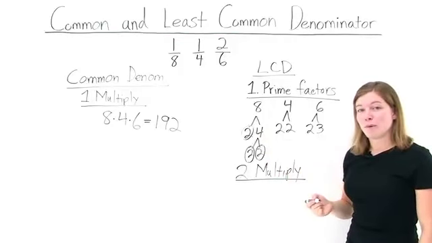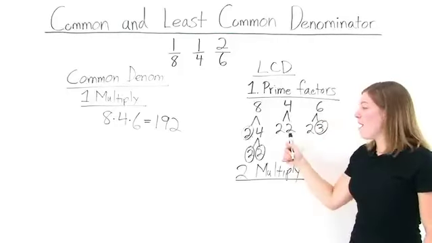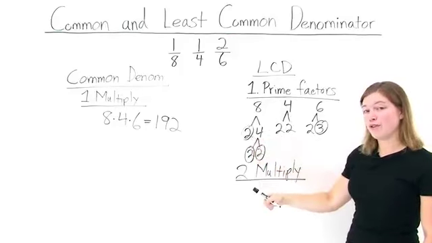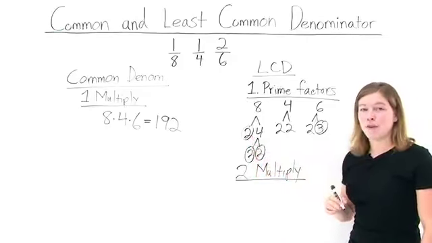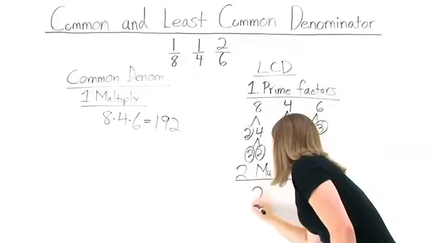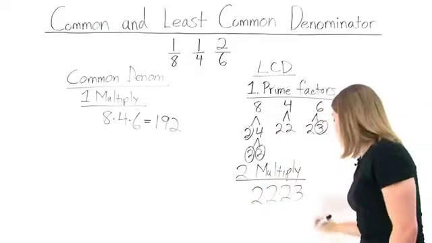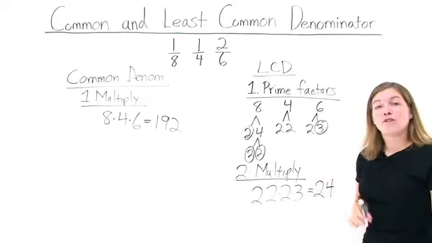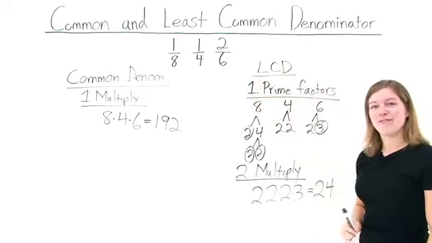Now look for any other numbers. We have a 3. It only occurs once, but we don't have any other 3's here, which means our prime factors that occur the most often in a factorization are these 3 2's and 1 3. So multiply them all together. We have 2 times 2 times 2 times 3. That equals 24. So the least common denominator of 1/8, 1/4, and 2/6 is 24.